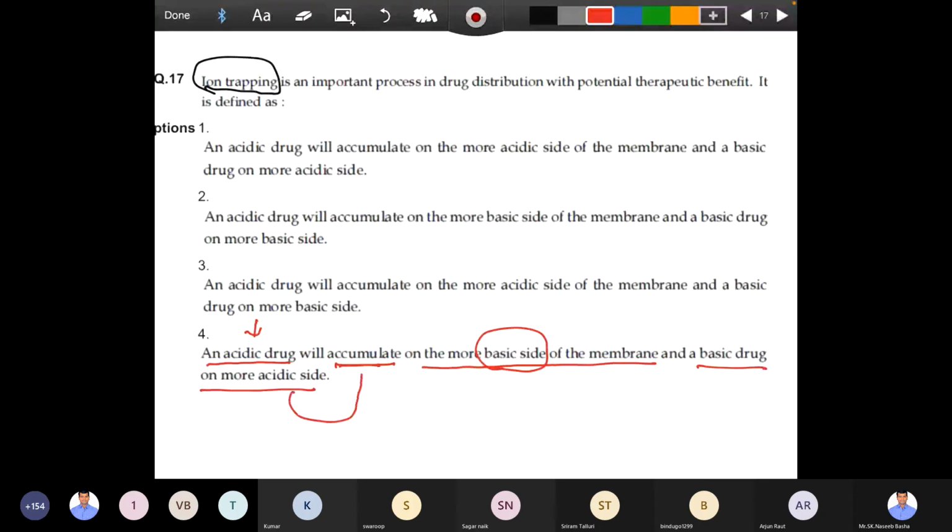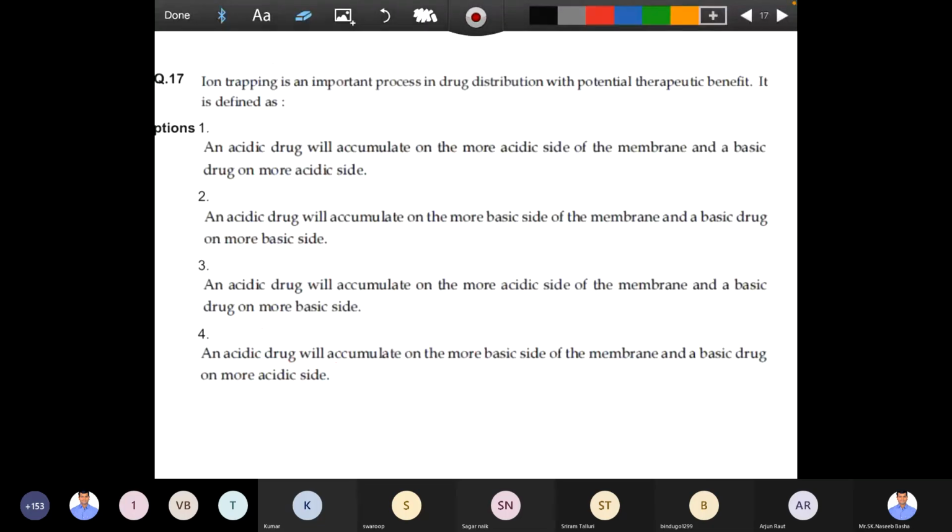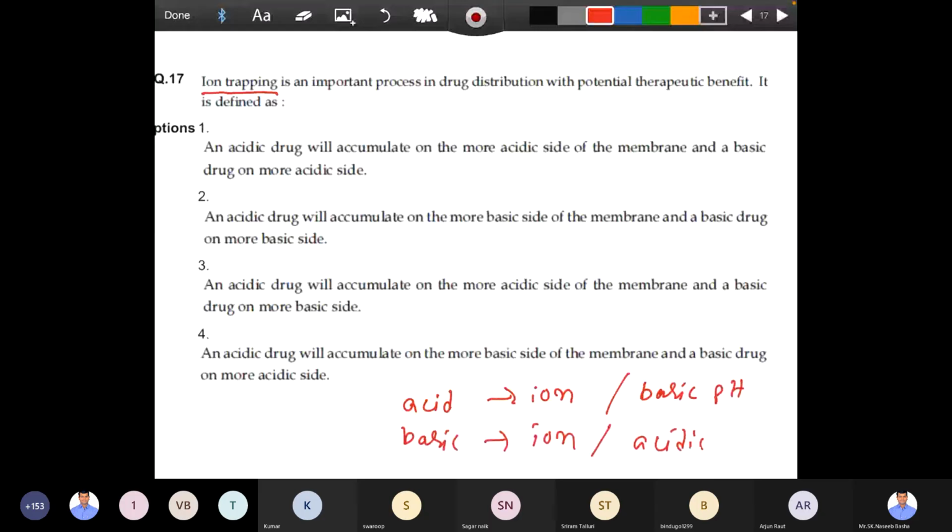That is what this question asks about. See, though the wordings of the options will be very high, you need to understand the concept. The concept is ion trapping. Ions will get trapped. So acidic drug will be ionized in what pH? Basic pH. So it will get accumulated. Whereas basic drug will get ionized and trapped in what pH? Acidic pH. So it will get accumulated. So this is what you need to understand.